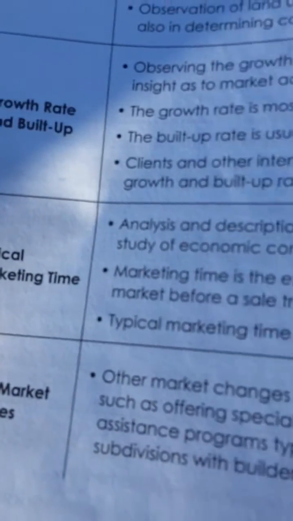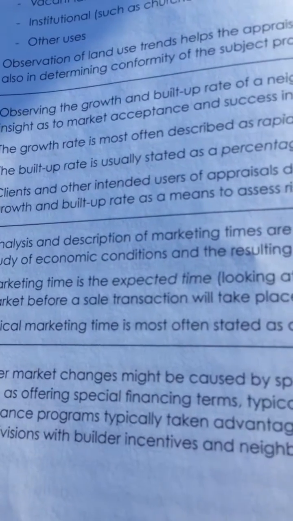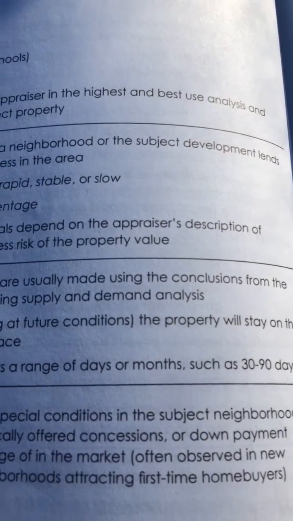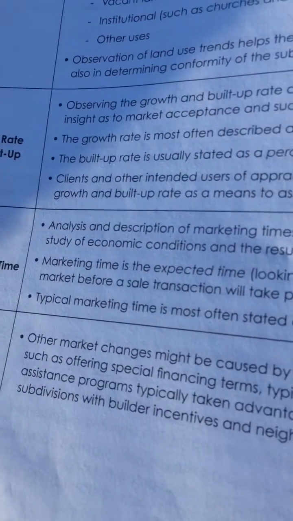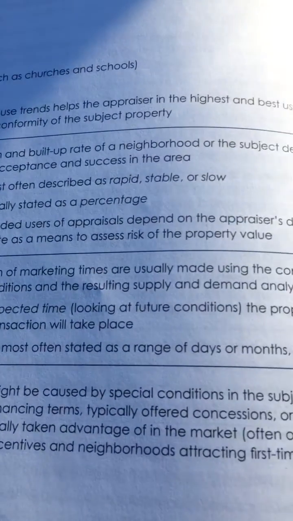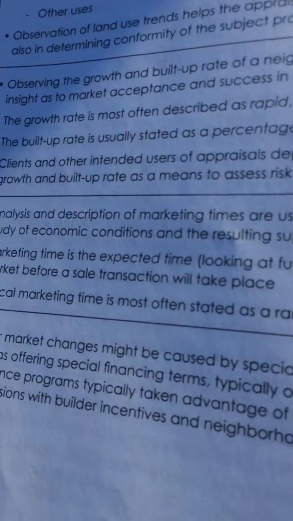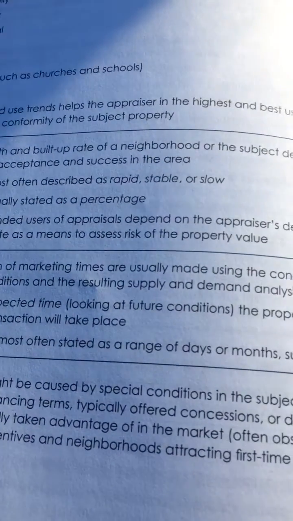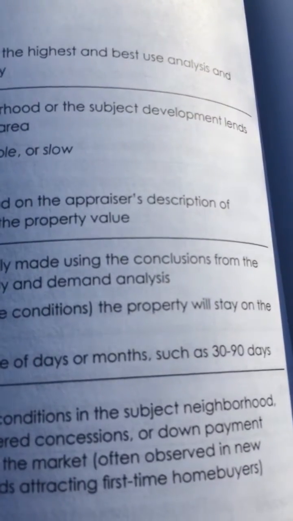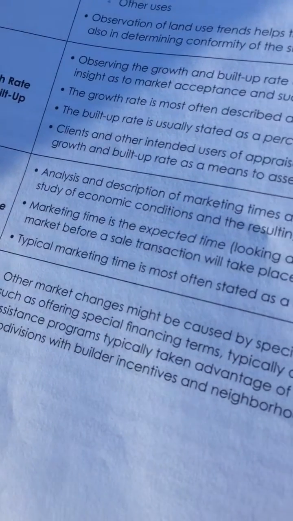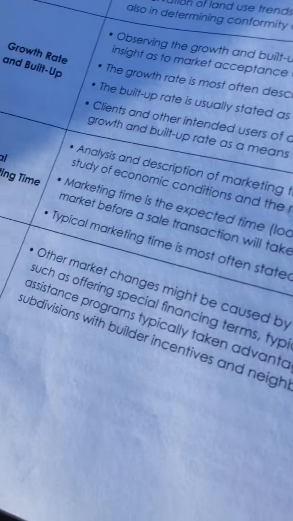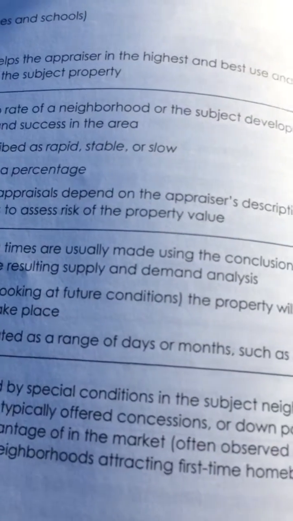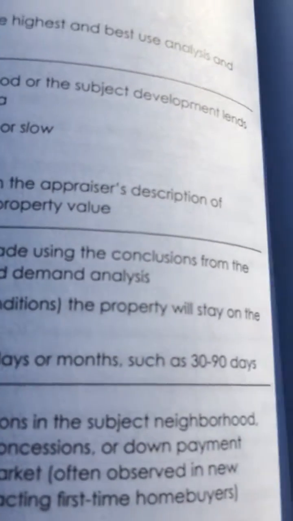Typical marketing time. Analysis and description of marketing times are usually made using the conclusions from the study of economic conditions and the resulting supply and demand analysis. Marketing time is the expected time, looking at future conditions, the property will stay on the market before a sale transaction will take place. Typical marketing time is most often stated as a range of days or months, such as 30 to 90 days.